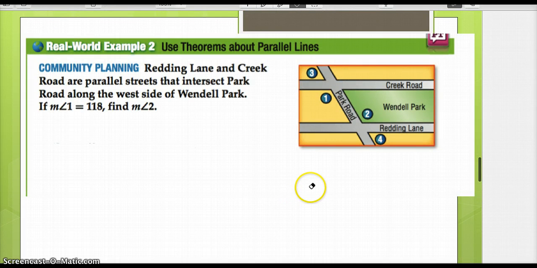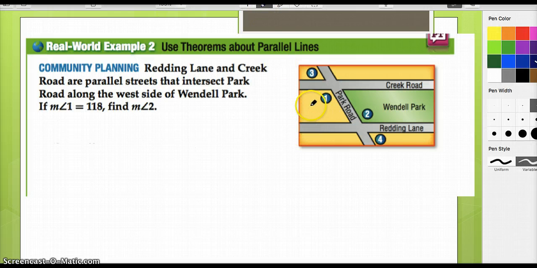So if we take a look at this real world example, number 2, community planning. Reading Lake and Creek Road are parallel streets, and they intersect Park Road along the west side of Wendell Park, and there's Wendell Park. If the measurement of angle 1 is 118 degrees, that's this guy here, what is the measurement of angle 2? So I'm going to put the 118 right here. What is the measurement of angle 2? If this is 118, what's this guy?